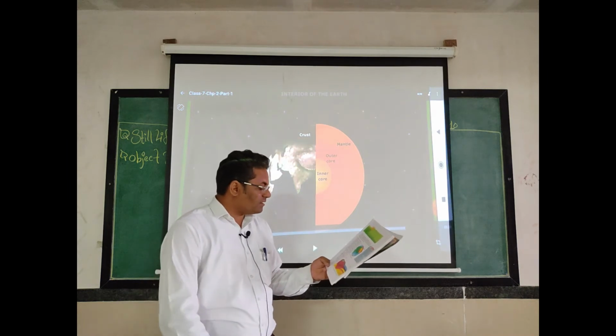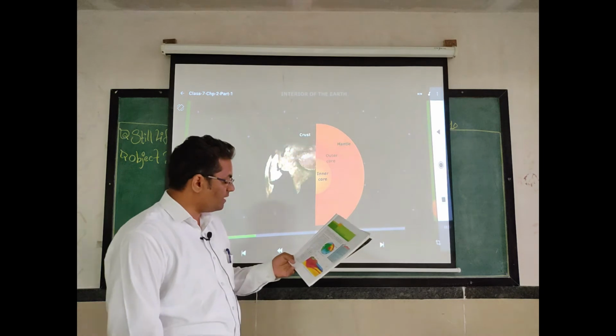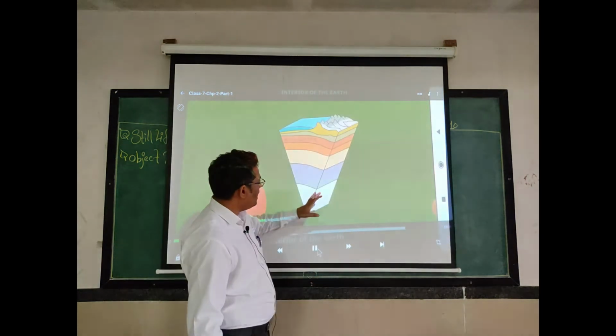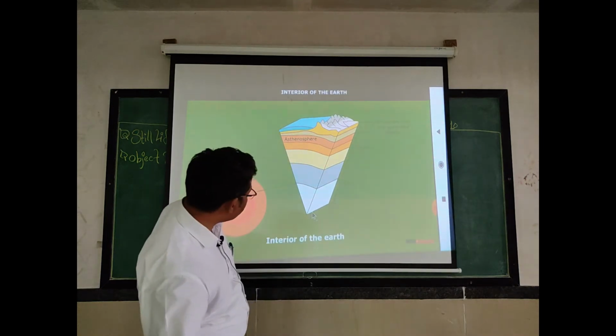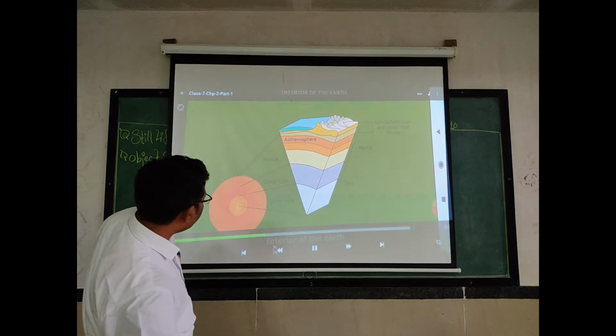Just beneath the earth crust is the mantle, which extends up to a depth of 2,900 kilometers. Beneath the earth it extends up to what portion? 2,900 kilometers.